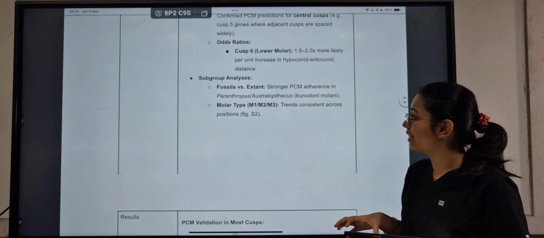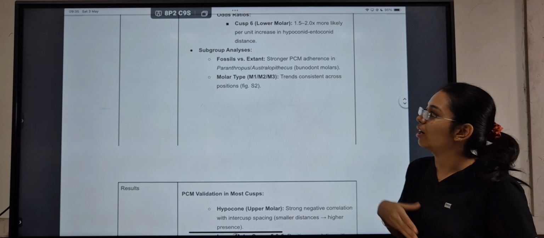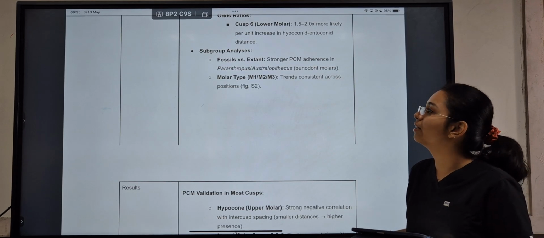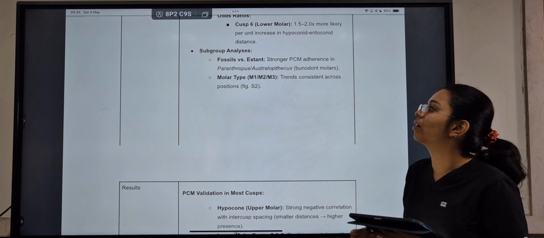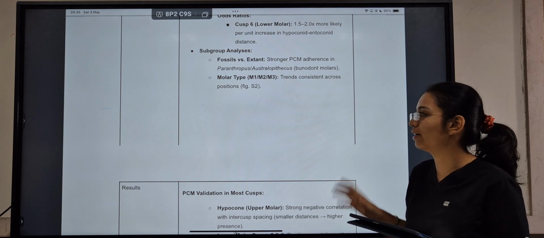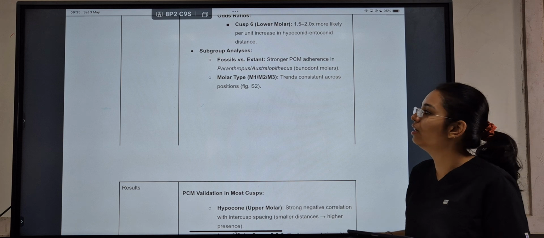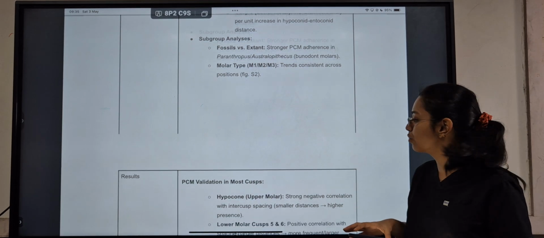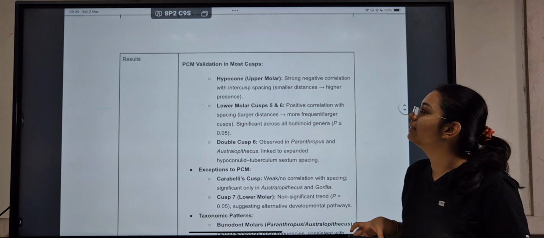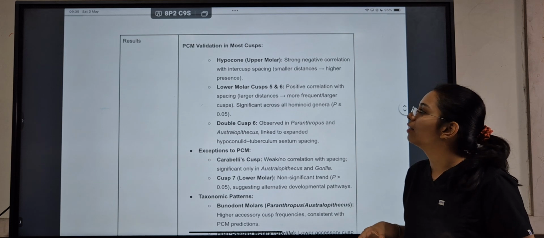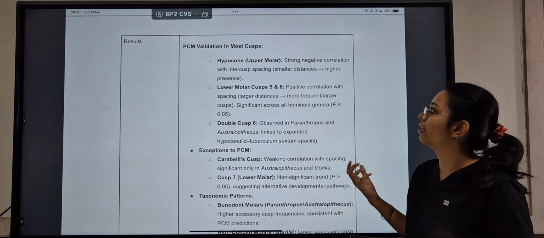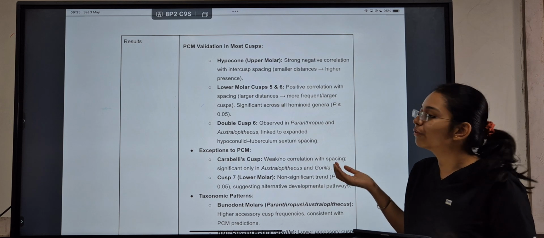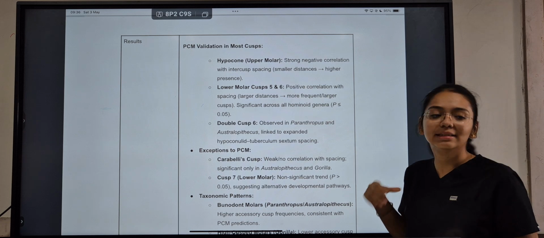So then subgroup analysis was also done between the fossils versus the extant population. So stronger PCM adherence in Paranthropus and Australopithecus species was observed. For the molar type, the trends were consistent across all positions, and the results indicated that the hypoconulid showed a very strong negative correlation with the intercusp spacing. So if the distance is small, there is a higher value.